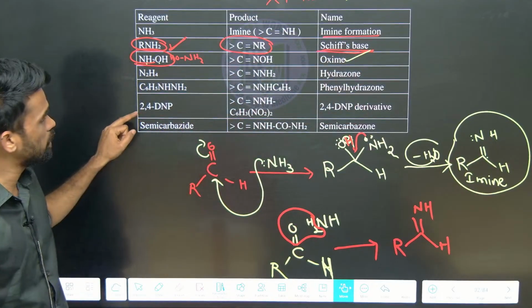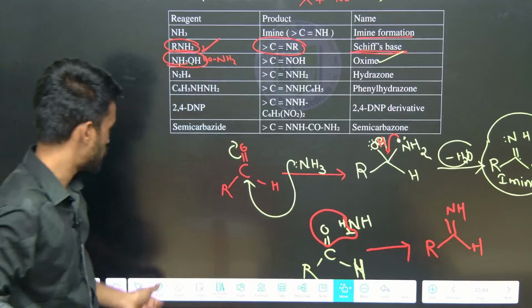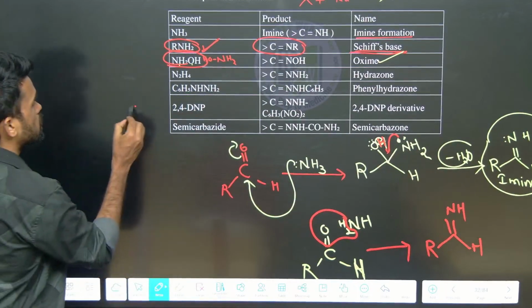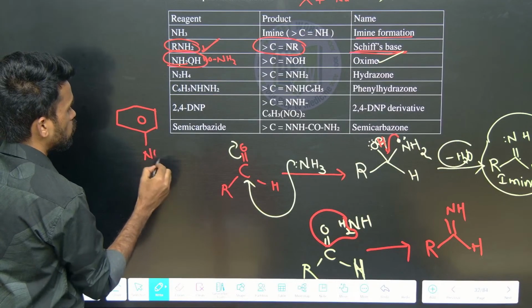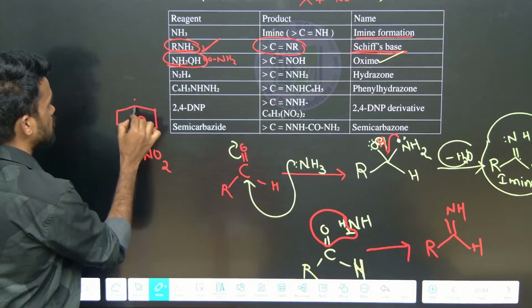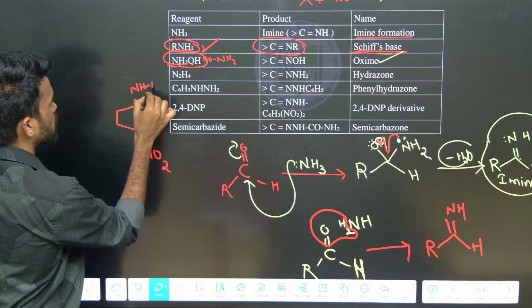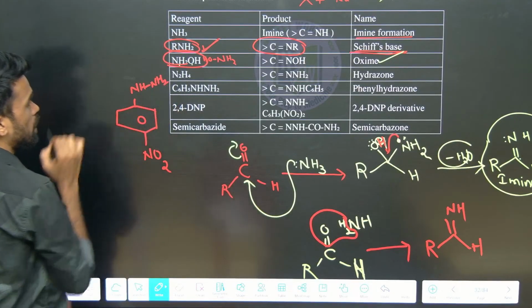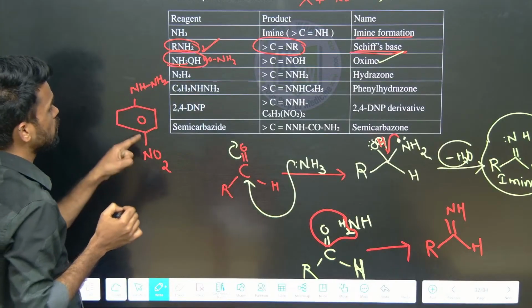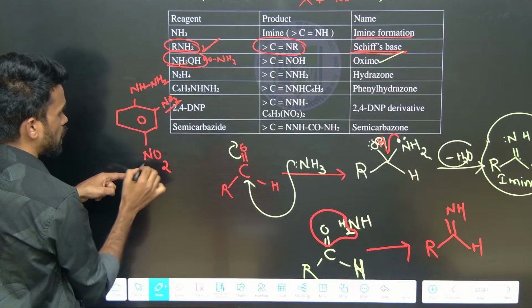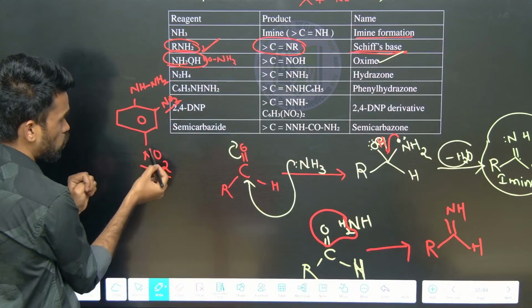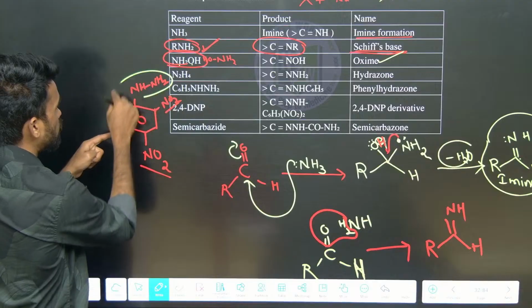Okay, if here it is 2,4-DNP. What do we mean by 2,4-DNP? See, write the structure along with me. 2,4-dinitrophenylhydrazine. See, NH2. This is called phenylhydrazine, and 2,4-dinitro: see, at the second and fourth positions we have 2 nitro groups, and on the phenyl ring here we have the hydrazine.